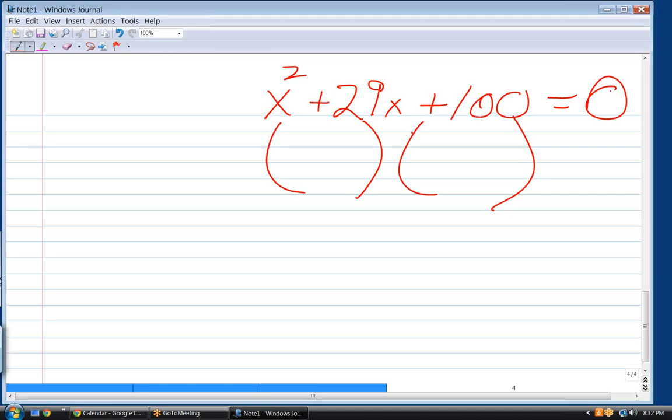Okay. Factors of 100 that add to 29. Well, let's look at factors of 100. I'm not sure I've ever taught this little technique to you. I just kind of discovered it recently. It works kind of nice.